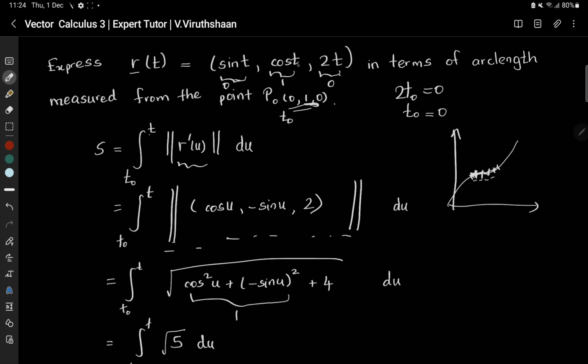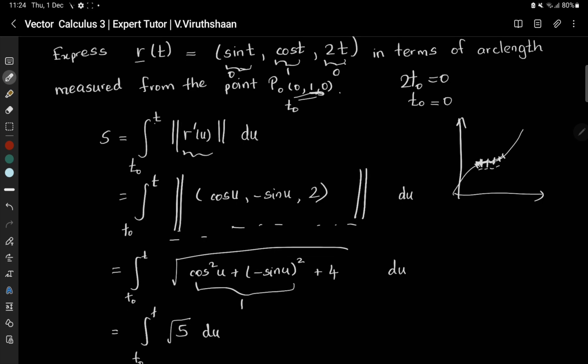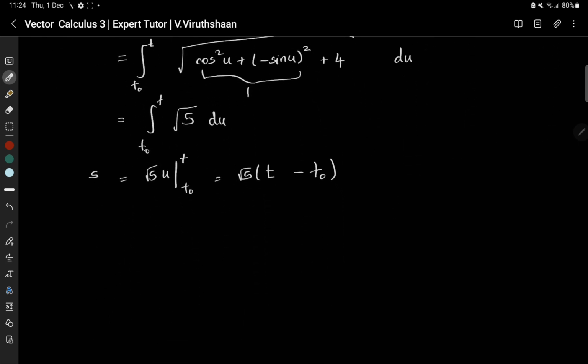If you substitute here, you are going to get 1. Cos 0 is going to be 1. Likewise, sin 0 is going to be 0. So now we have figured out t naught is equal to 0. So what you can write is root 5t, which means s is going to be equal to root 5t.